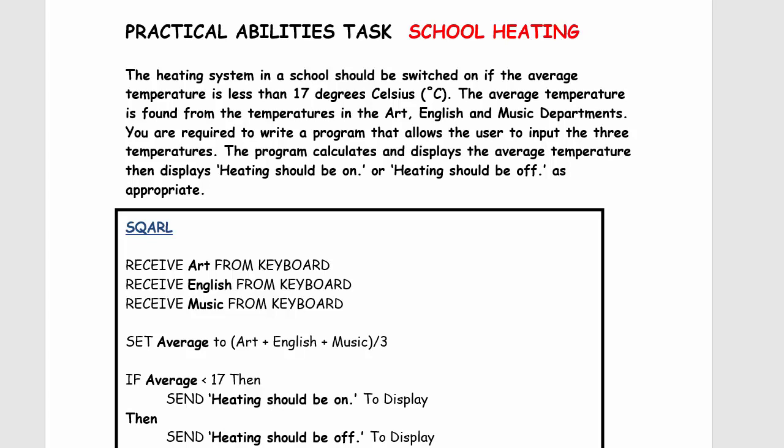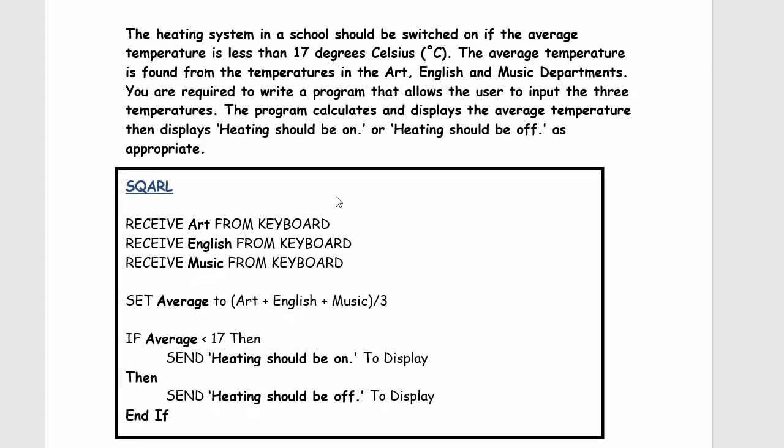So I think this will be the last of the day, and this one is to do with school heating. They take three temperatures, and depending on the average temperature, if the average is less than 17, heating should be sent on to the display, else heating should be off. Okay, so you're taking in three values here, then working out the average, and then, using an if statement, if that's true, then send this message out. If it's not true, else send that one out.